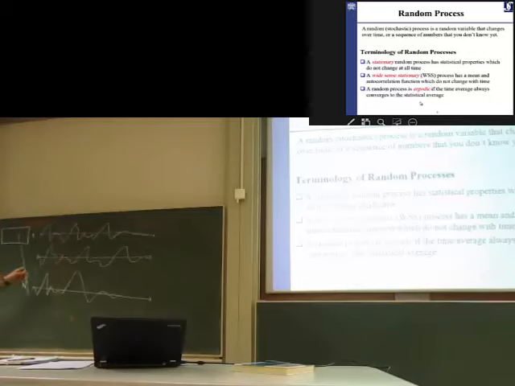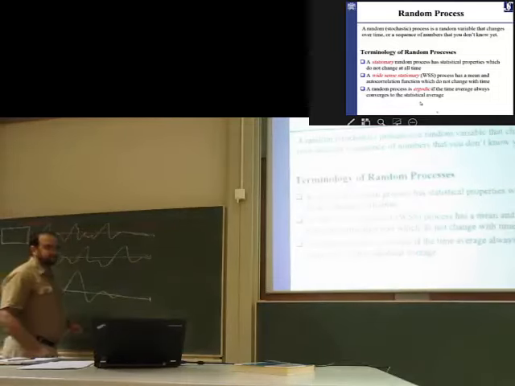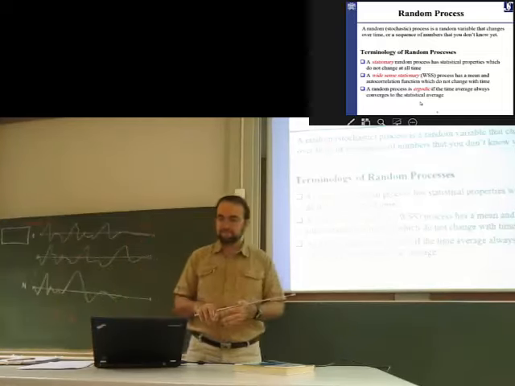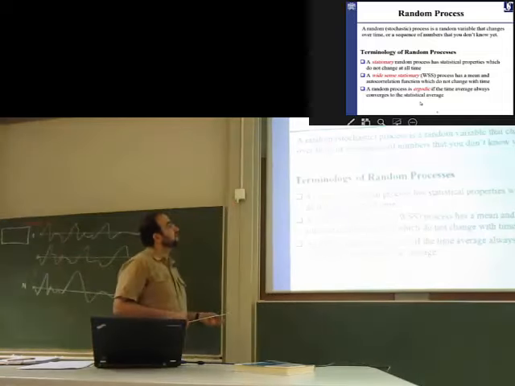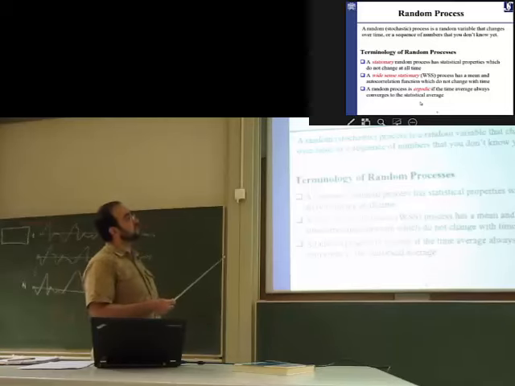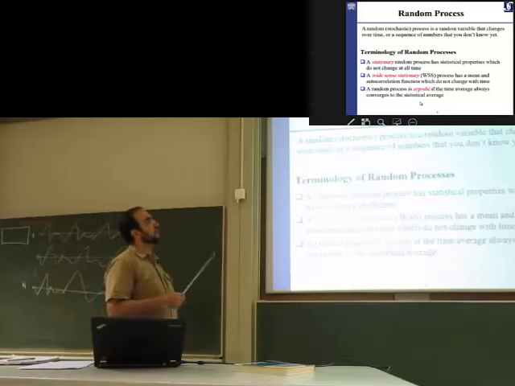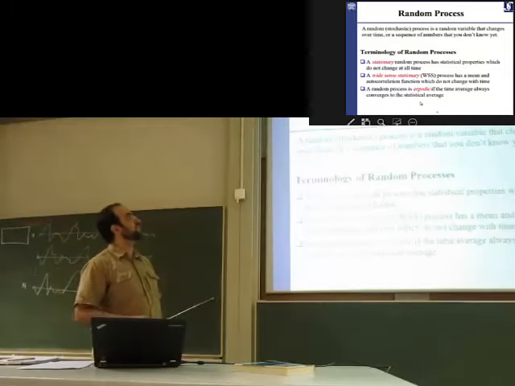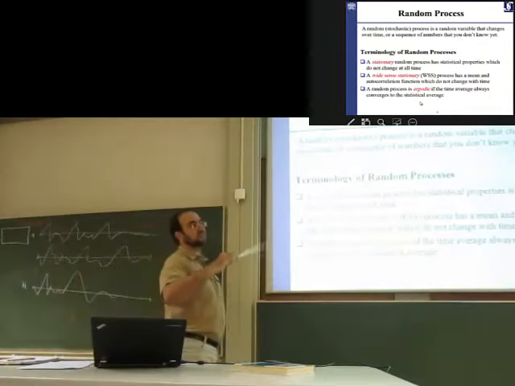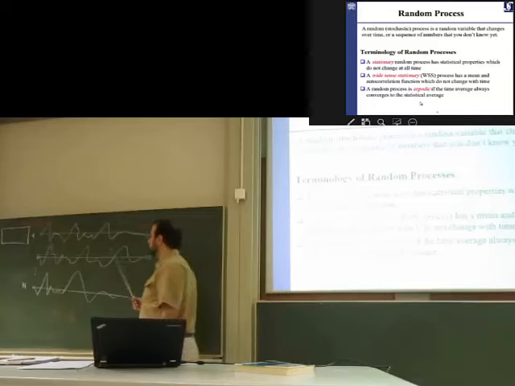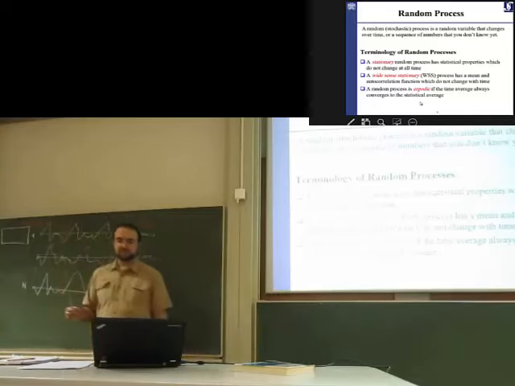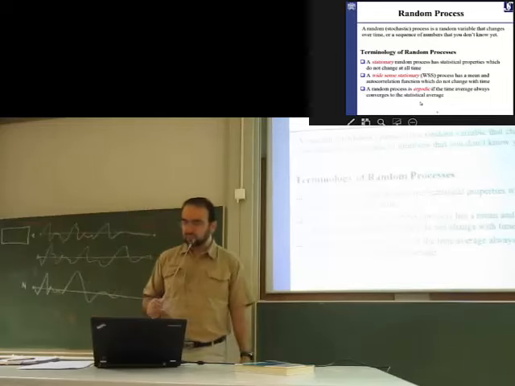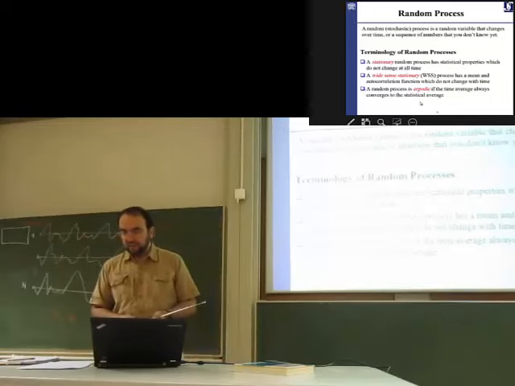So what is the difference between the random variable and the random process can be shown by this example. The random process or a stochastic process is a random variable that changes over time, or a sequence of numbers that you don't know. Maybe the second statement is not conveying any message.